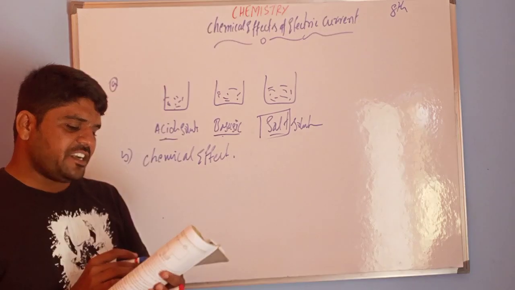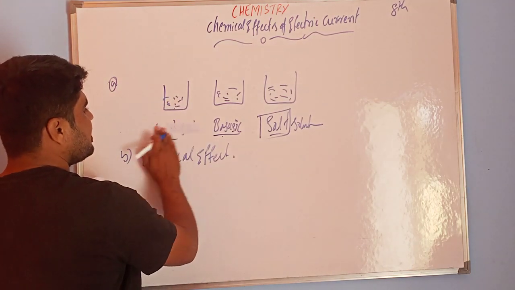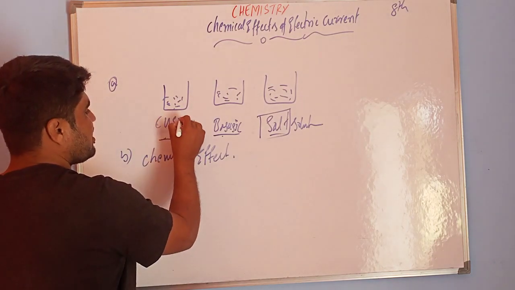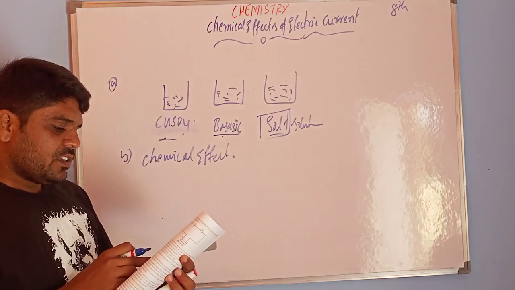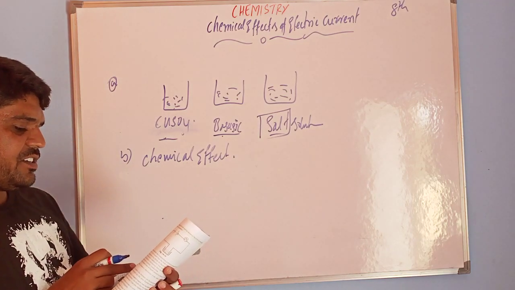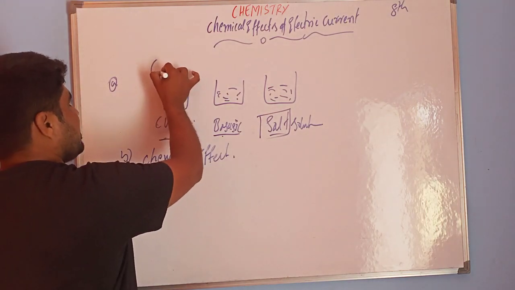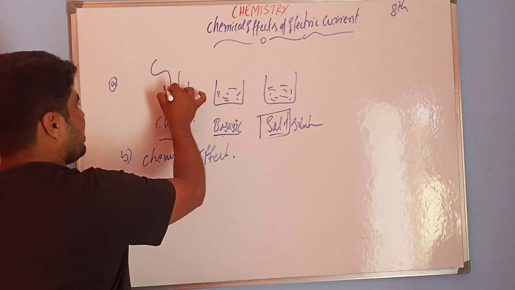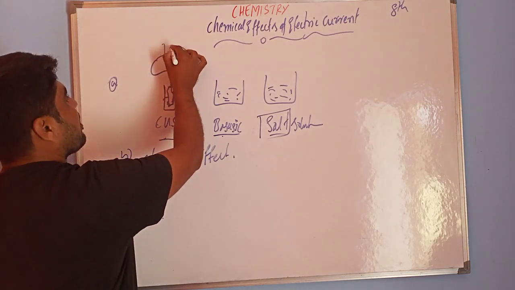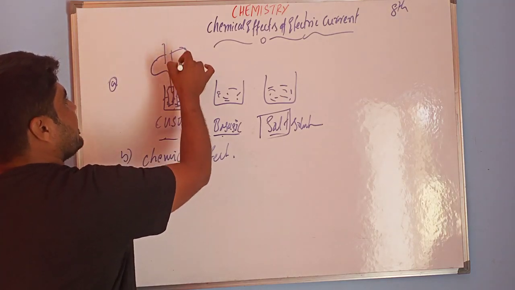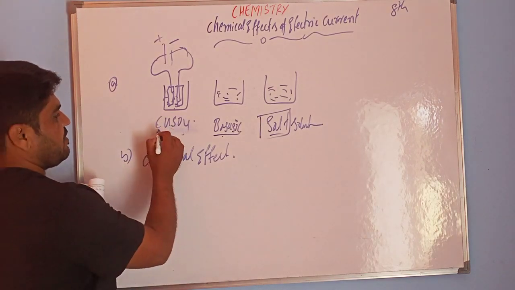Next, C. If you pass current through copper sulfate solution, copper gets deposited on the plate connected to the dash terminal of the battery. In the last video I discussed this activity. These two are the batteries. This is a positive terminal and this is a negative terminal. This is copper sulfate solution, CuSO4.